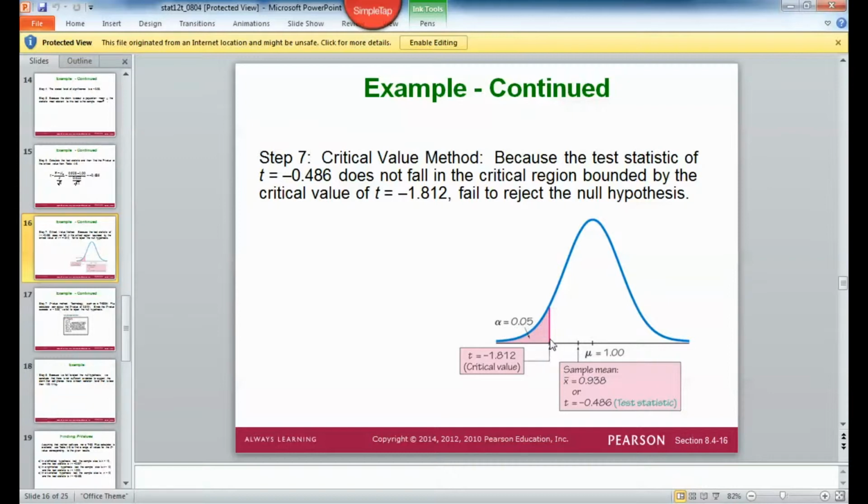Our critical value is right here. Our test statistic is to the right of that, because that number's closer to 0 than this number. Since our test statistic does not fall in this critical region here, then we fail to reject the null hypothesis. Let's say that our test statistic would have been negative 2, then it would fall in the critical region and we would reject the null hypothesis. But our test statistic was negative 0.486, so we failed to reject the null hypothesis.